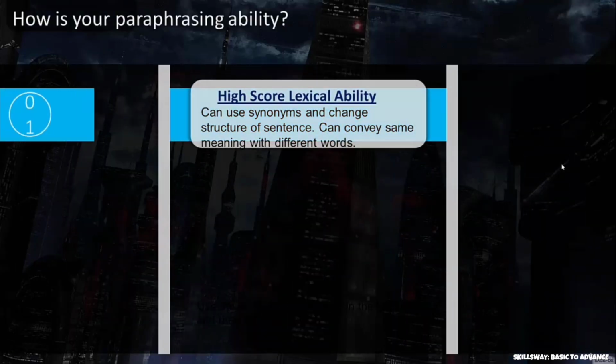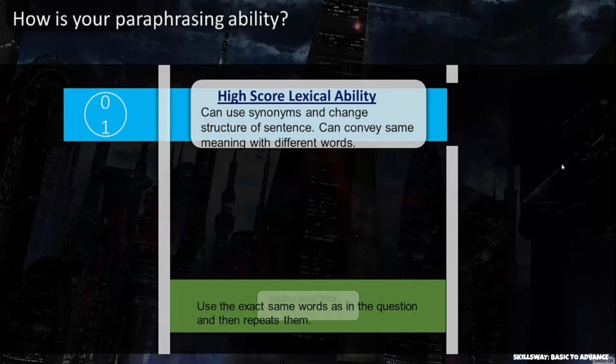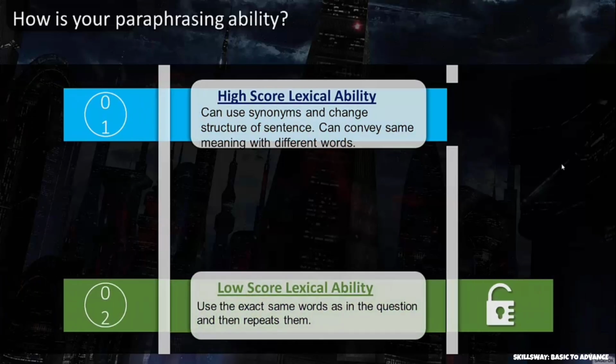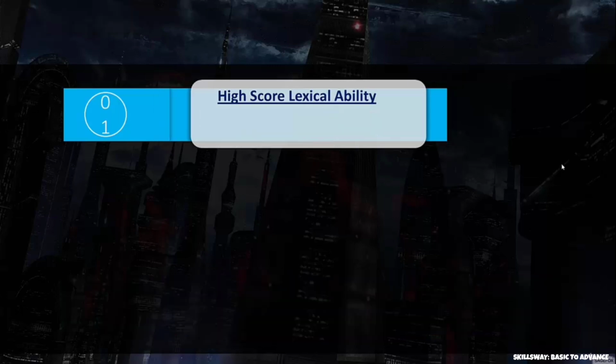How is your paraphrasing? When we talk about paraphrasing at a high level, can you use synonyms? Can you change sentence structure? Can you just convey the same meaning with different words? Or are you using the exact same words as the question?